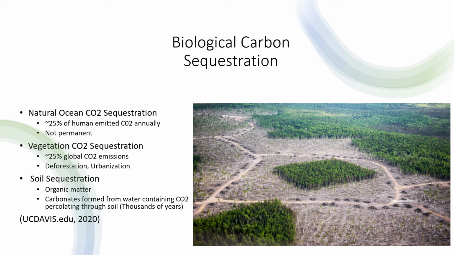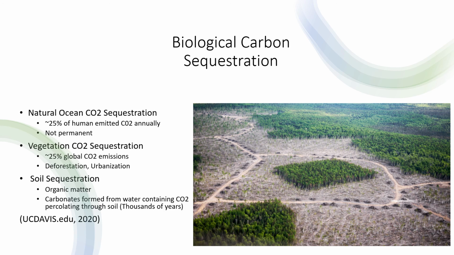We also have biological carbon sequestration, which happens all the time, all over the place, constantly. So there's natural ocean CO2 sequestration. About 25% of human emitted CO2 is annually absorbed into the ocean. Obviously, it's not permanent. It'll stay in solution for a little while and come out of solution at its own pace. There's vegetation CO2 sequestration. This is where about 25% of global CO2 emissions are absorbed by trees and vegetation. And obviously deforestation and urbanization is a big issue.